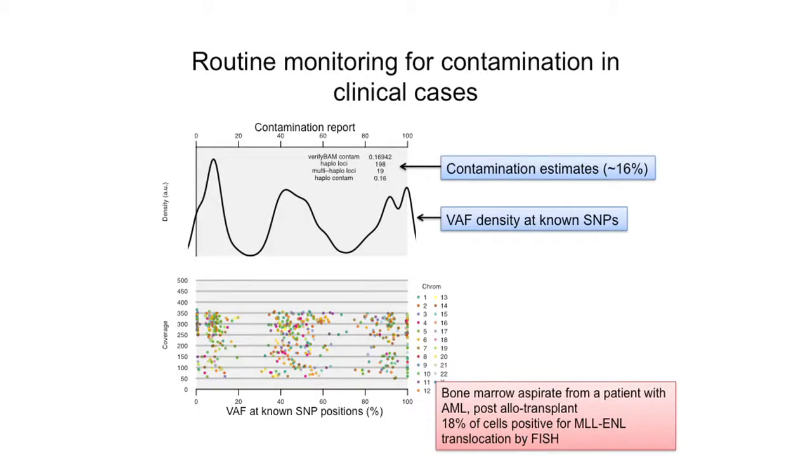This is an actual clinical case that we ran, which looks contaminated. However, it should be, because this is a bone marrow aspirate from an AML patient who was transplanted and had a relapse. And so 18% of the cells were positive for a rearrangement that was present at diagnosis, and our estimates were 16%. So this checks out. It doesn't appear to be a contaminated case, at least laboratory contamination.